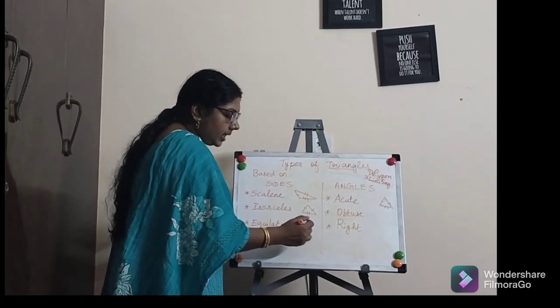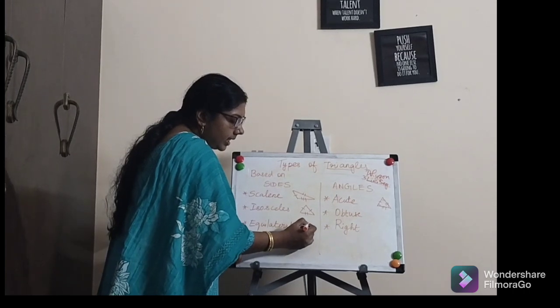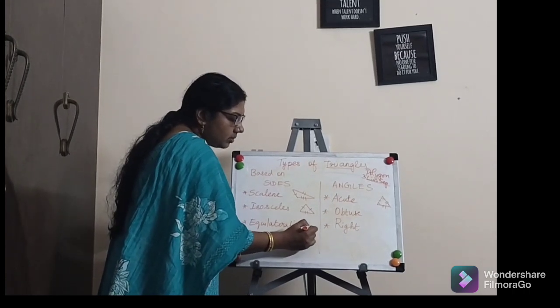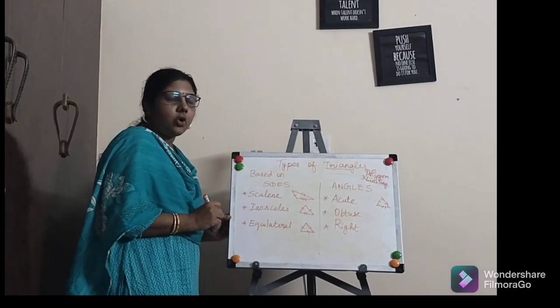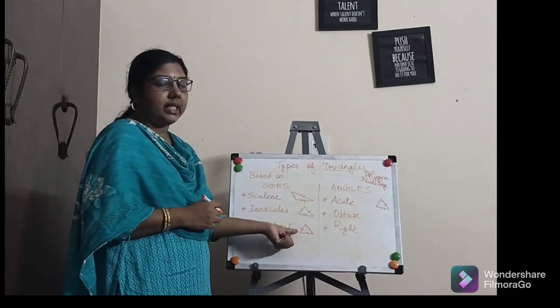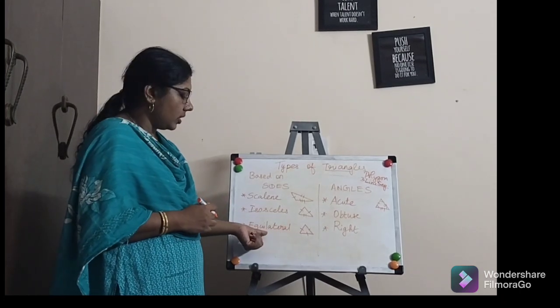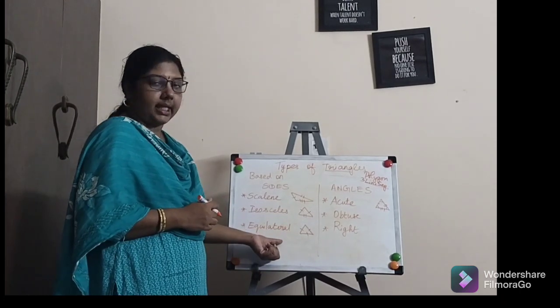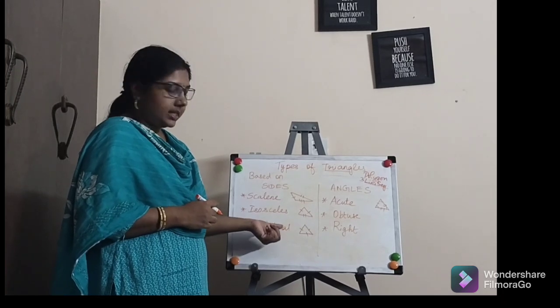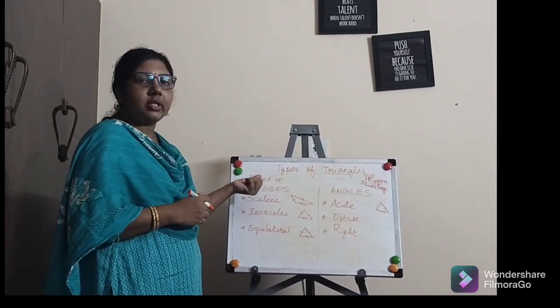Next is equilateral triangle. Equilateral triangle has all 3 sides going to be equal. If all the 3 sides are going to have an equal measure, that triangle is going to be called as equilateral triangle. Now let us sum up the classification of triangles based on sides.